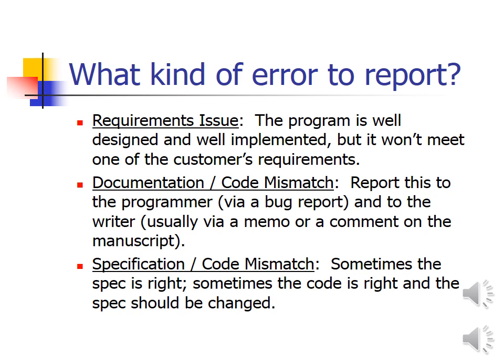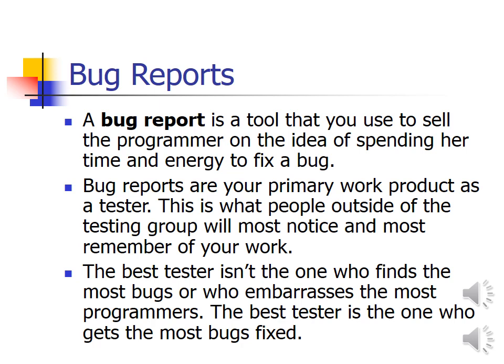A requirements issue is when it's well defined and well implemented, but it won't meet the customer requirements. For a documentation problem, report this to the programmer and to the writer. For a specification or code mismatch, sometimes the specification is right, and sometimes the code is right and the specification should be changed. A bug report is a tool that you use to sell the programmer on the idea of spending her time and energy to fix a bug.